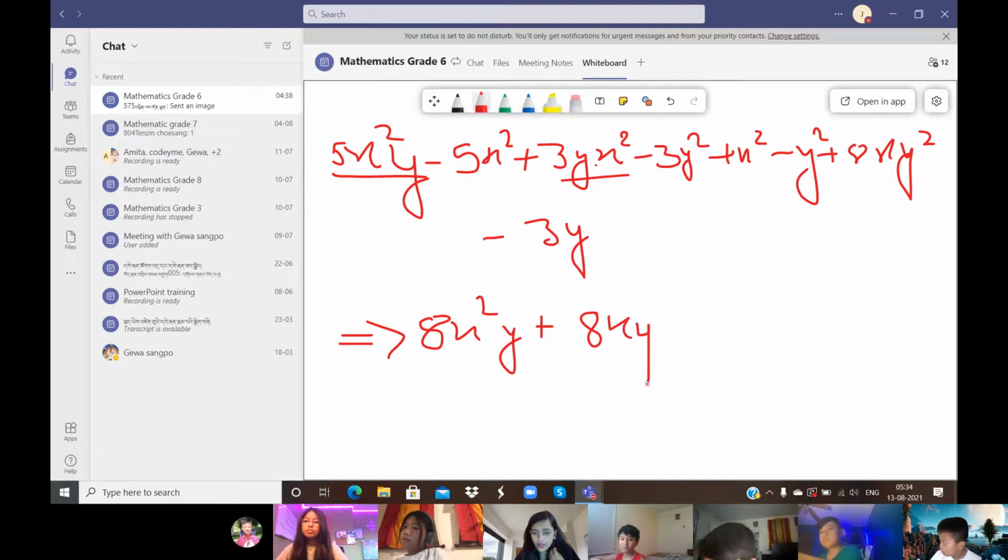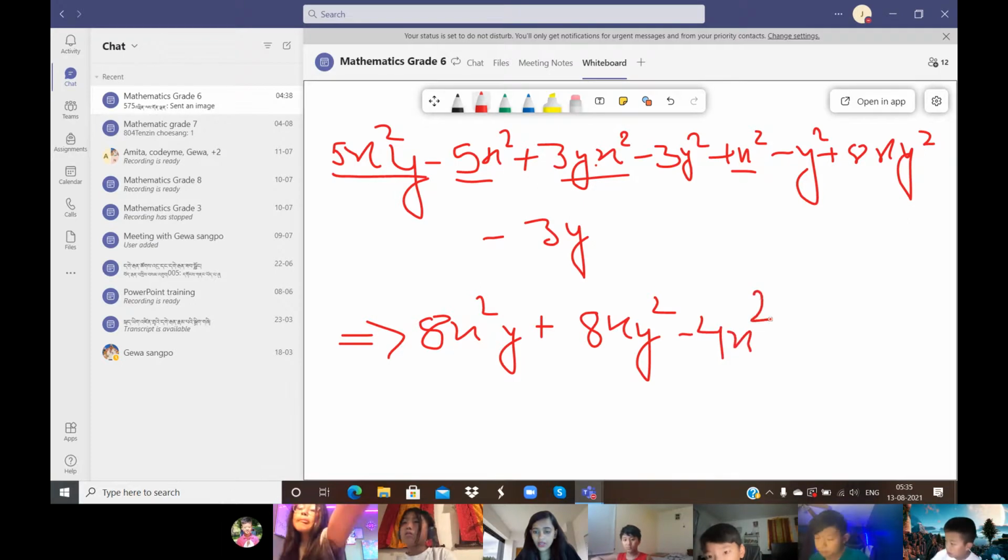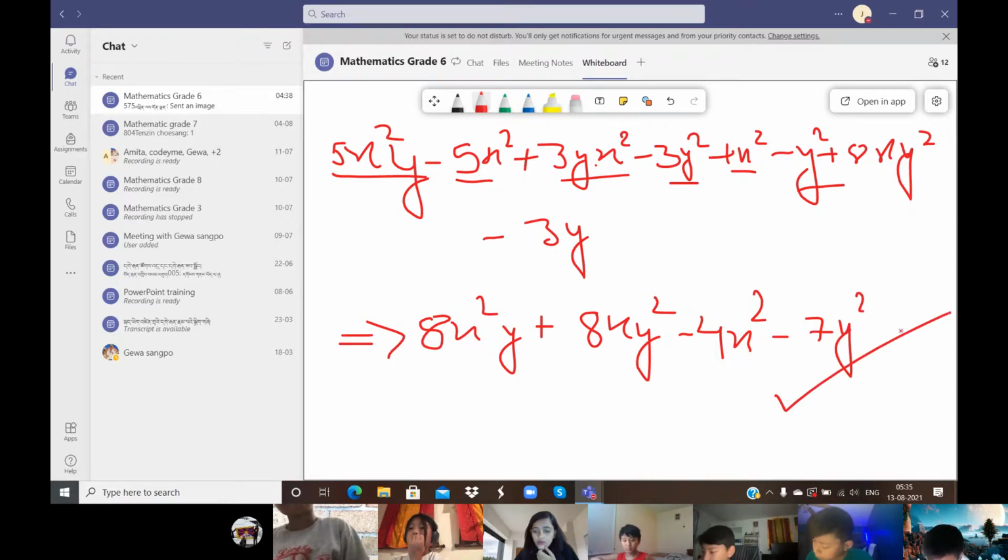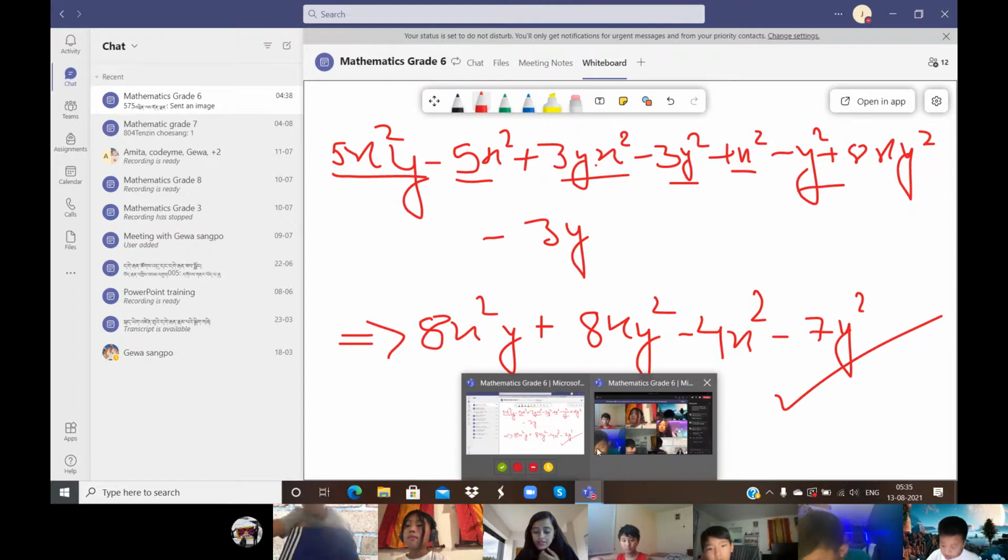8x y square, and after that you have negative 5x square and x square, okay? So it will become negative 4x square, and after that negative 3y square and y square. So it will become negative 4y square, and when you add negative 4y plus negative 3y, you'll get negative 7y square. So this will be your answer. Okay.